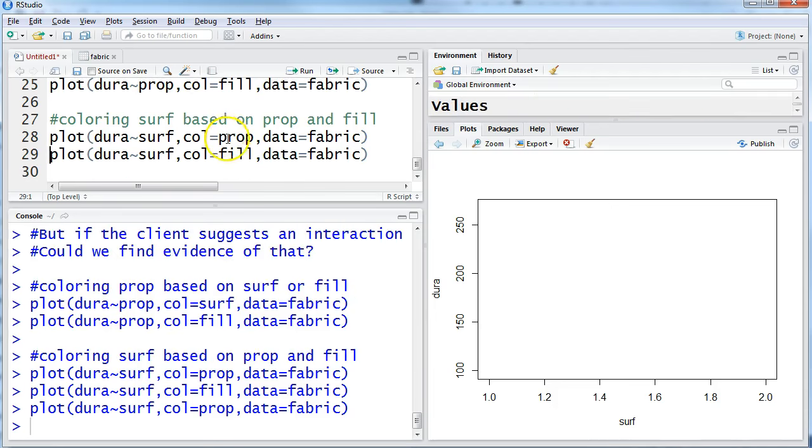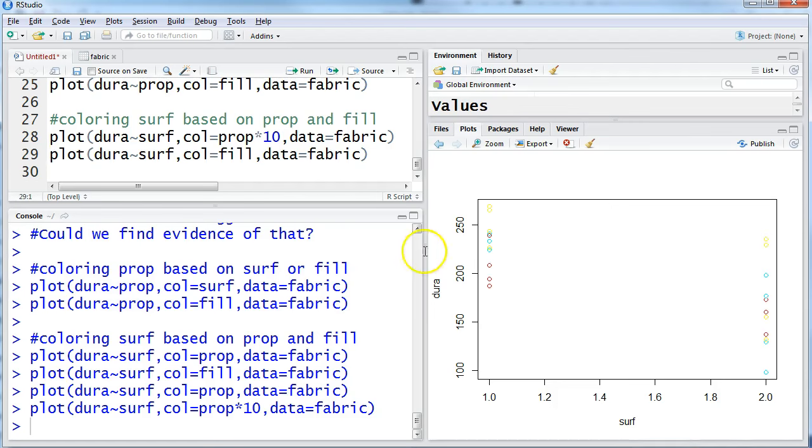Okay, well, I warned you that it would look at the values of prop, which are all values below 1, and so it colored them with white dots, which really doesn't do me any good. So I'm going to say pick different numbers. If I times it by 10, now this is going to be different values. It looks like red and light blue. There's no way you can see that.